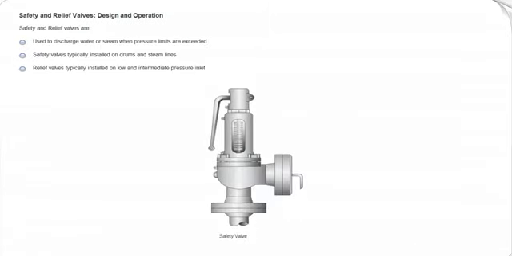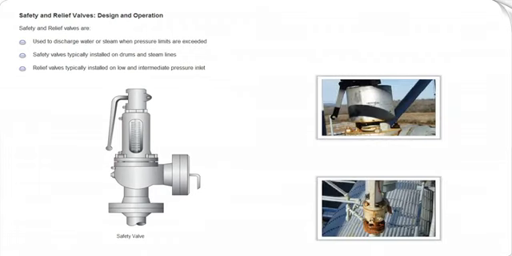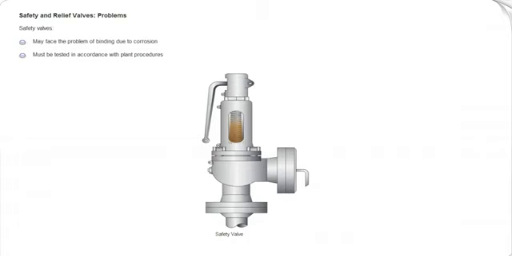Safety and relief valves protect plant personnel and plant equipment by discharging excessive pressure before the design pressure of the component is exceeded. Safety valves are typically installed on the steam drums and the main steam lines. Relief valves are typically installed on the inlet of the low pressure and intermediate pressure economizers. Safety and relief valves are rarely cycled, so corrosion is the main cause of binding. Because of the consequences of the failure of these valves, they should be tested in accordance with plant procedures.